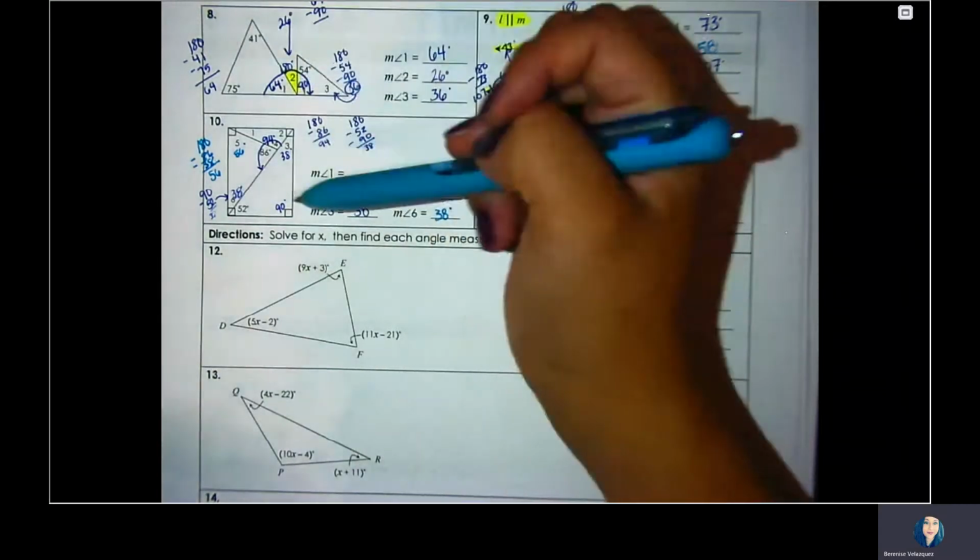Okay, I keep going, and let's see what else we're missing. I was just checking my math on one. Okay, so I have angle 2 and angle 1 missing.